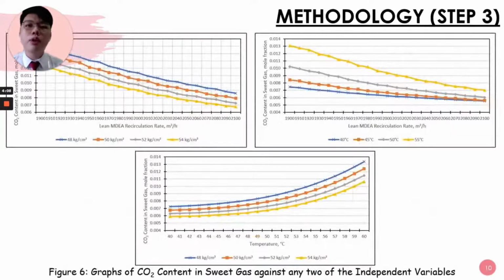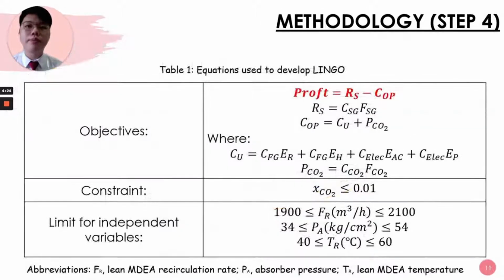Since the independent variables mentioned in Figure 3 to Figure 5 have effects on the carbon dioxide content in the sweet gas, a further investigation has been carried out to identify the relationships between them. According to Figure 6, the results show that these three independent parameters are integrated in the acid gas removal system.